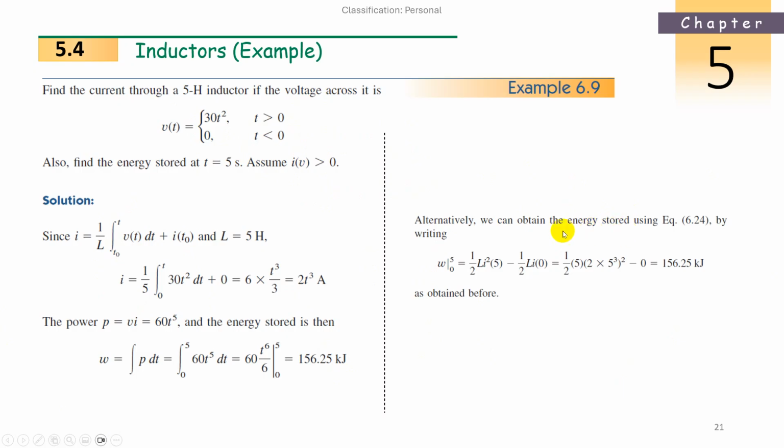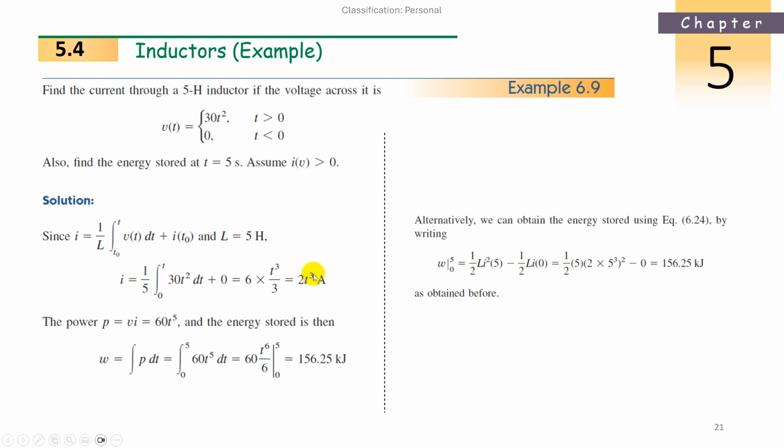Another method. Alternatively, we can obtain the energy stored by writing energy is equal to half Li square at 5, means at the time period 5. That is half Li square at 5 seconds minus half Li square at 0 seconds. So this will go to 0 and only half Li square will be there. Half L is 5. I is how much?